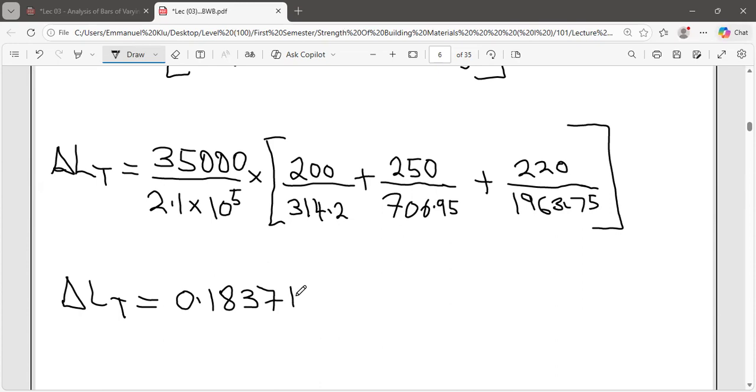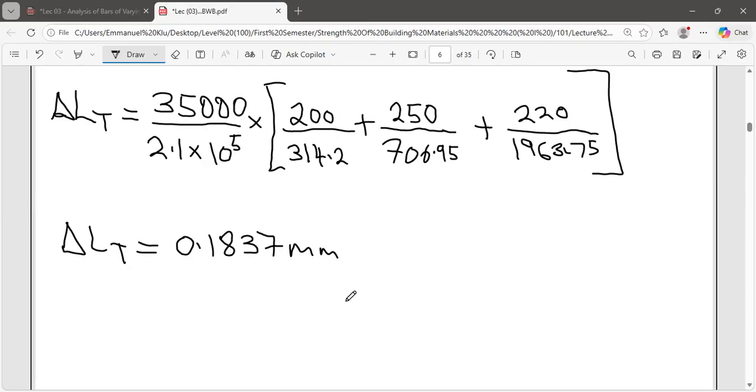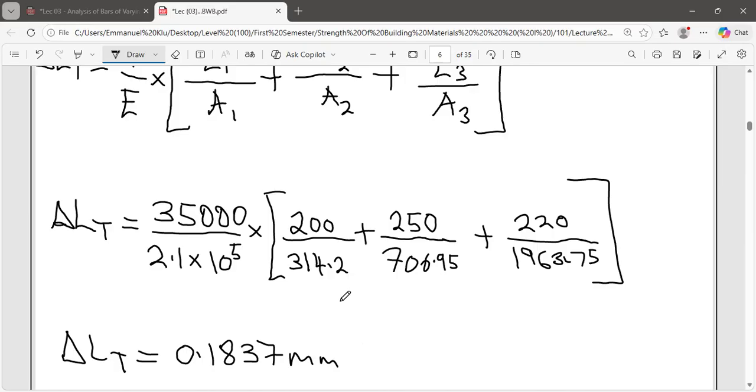Okay, that is Newton. Oh, no, not Newton. Because it's extension, it becomes millimeters. So this is millimeters. So we are done solving this problem.